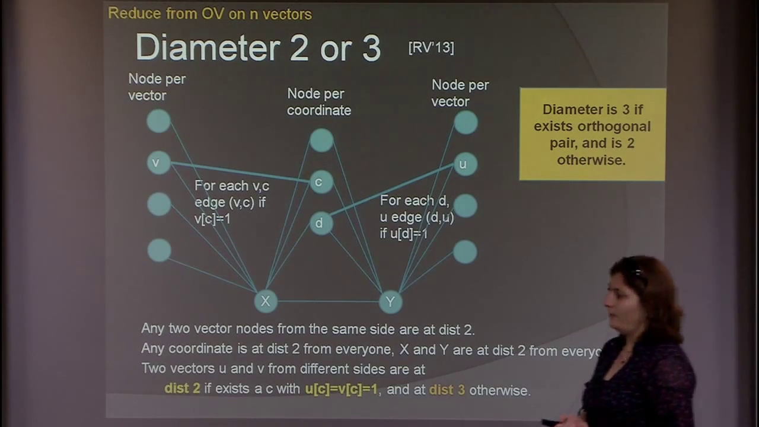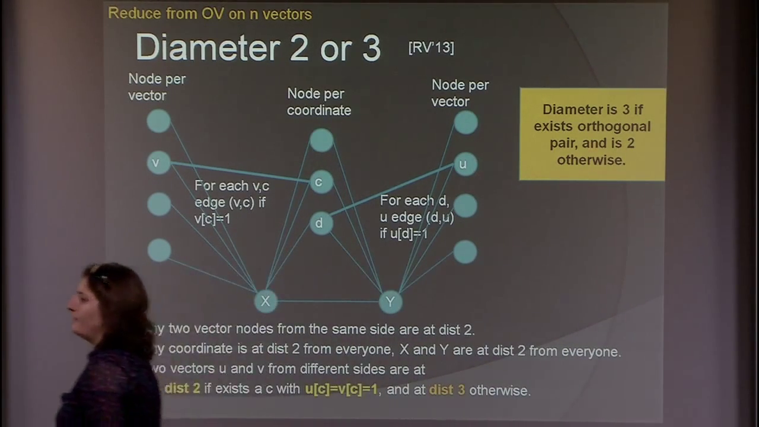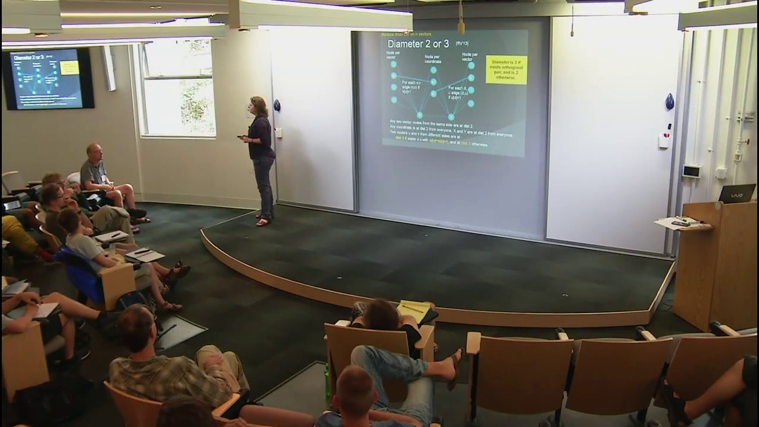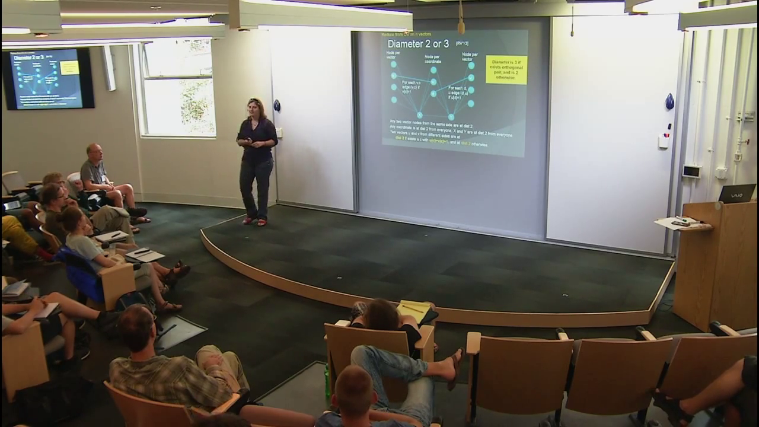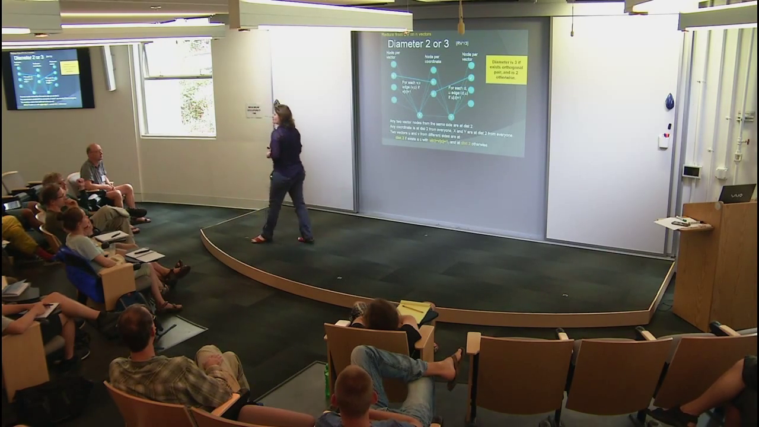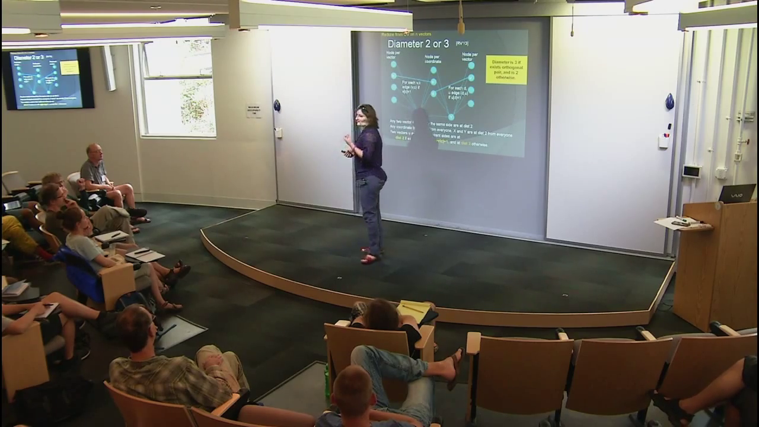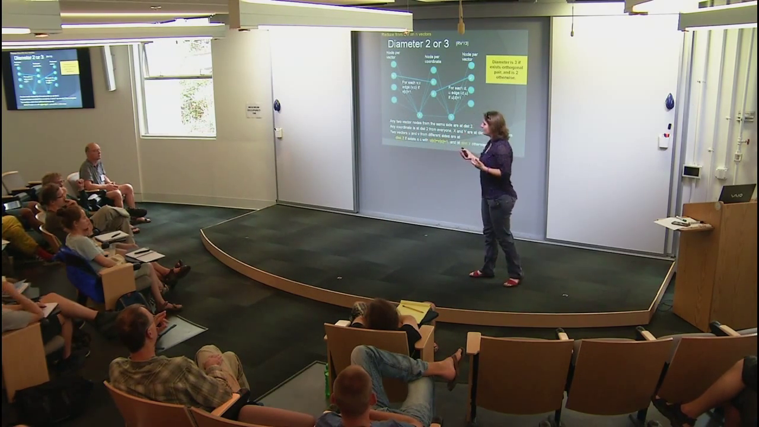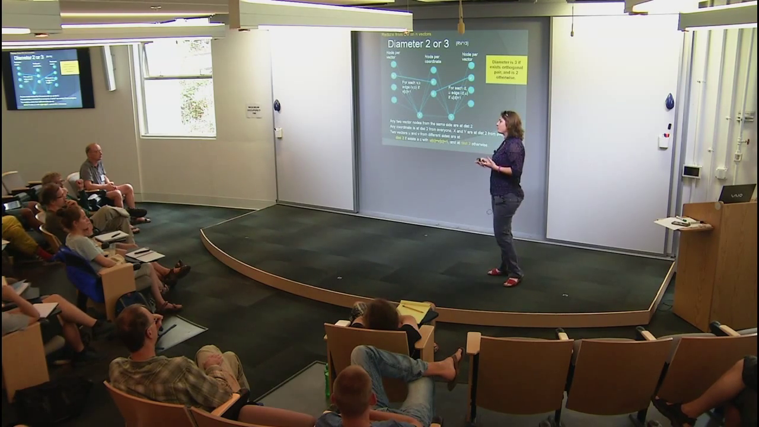Yes? Just curious, what if we had the orthogonal vector problem where the entries are integers rather than just 0 or 1? Okay, so he's asking what happens to orthogonal vectors if the entries are integers. So if you work over the integers, we think it's a strictly harder problem. If you work over a finite field, there's actually faster algorithms.